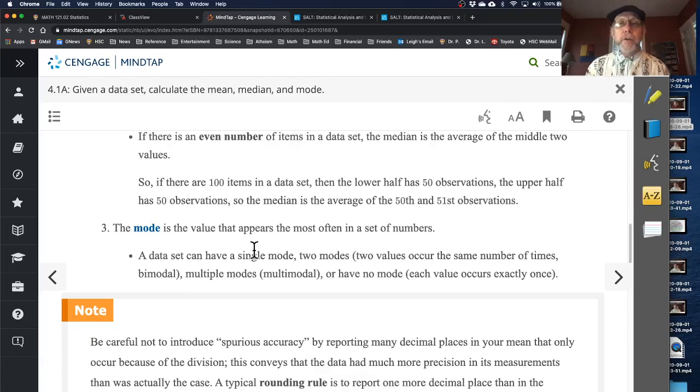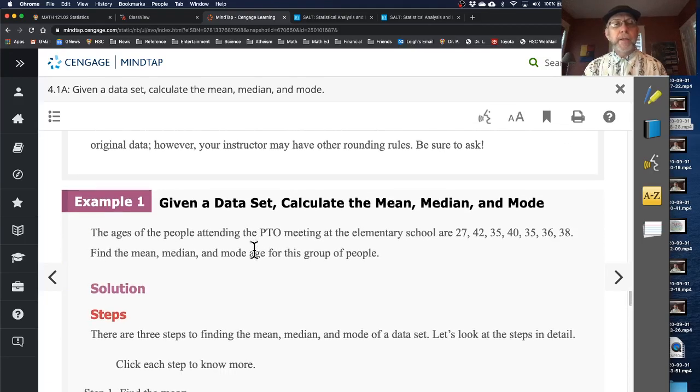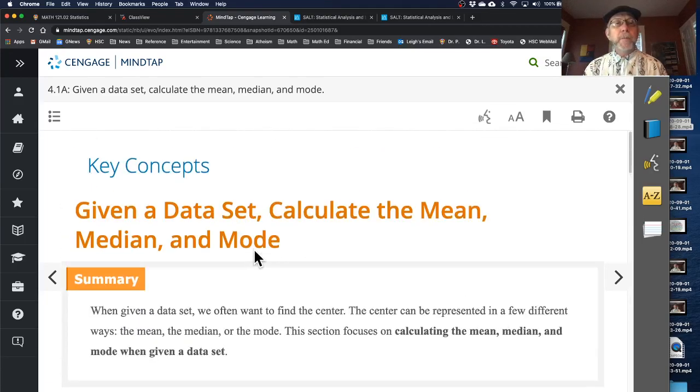The mode does not. You could actually use the mode to talk about categorical data too. And so the mode is a little bit different than the other two here, but again, we're going to talk about it as we go forward. Let's take a look at a couple of their examples.